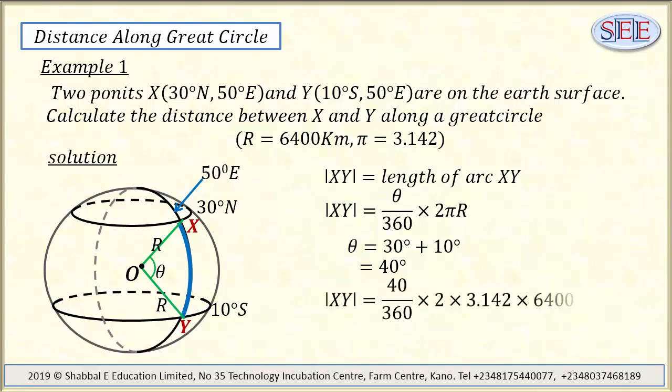Substituting, the length of the arc XY will be given by 40 over 360, where 40 is my theta, multiplied by 2, multiplied by 3.142, which is the value of pi given in the question, and multiplied by 6,400 kilometers, which is the value of R. Simplifying this correctly gives the answer 4,468.62 kilometers. That will be the distance between X and Y along the great circle.